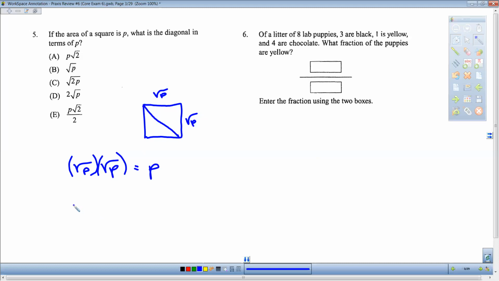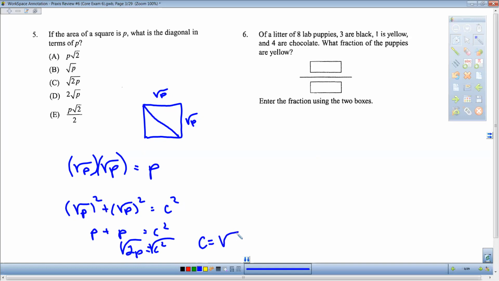So we would take a side length, square it, and the other side length, and square it, and we're looking for the diagonal. So when you square the square root of P, you're going to get P and P, and equals C squared. So you get 2P is equal to C squared, so you've got to take the square root, and so you'll get C is equal to square root of 2P, answer choice of C.